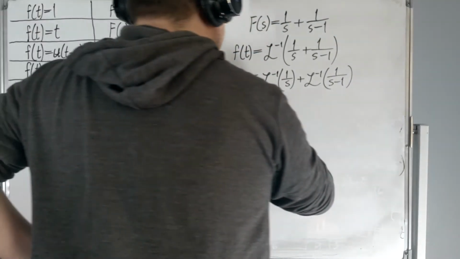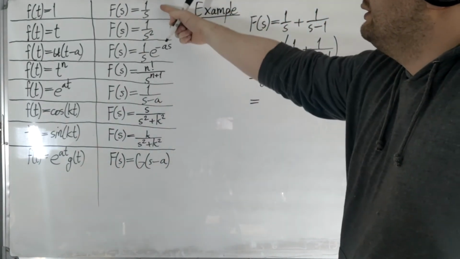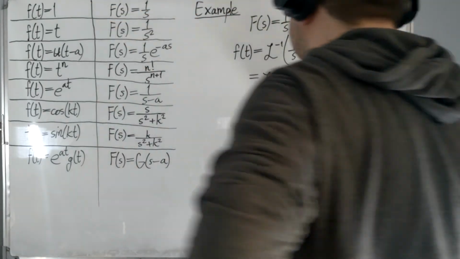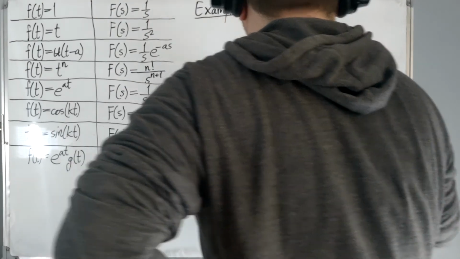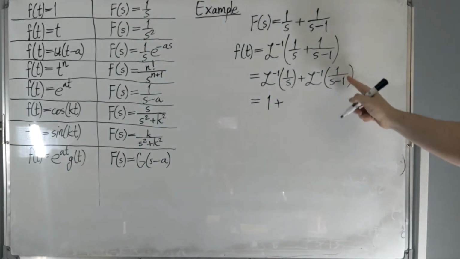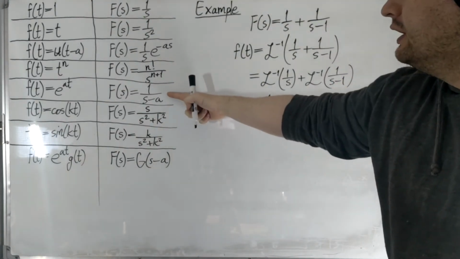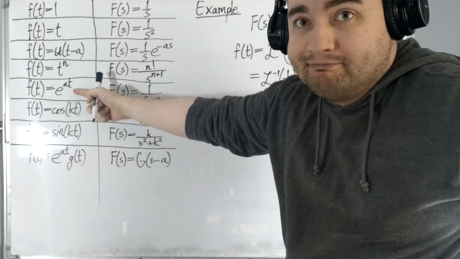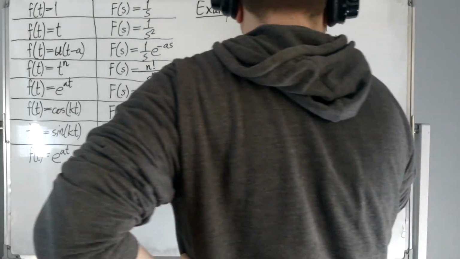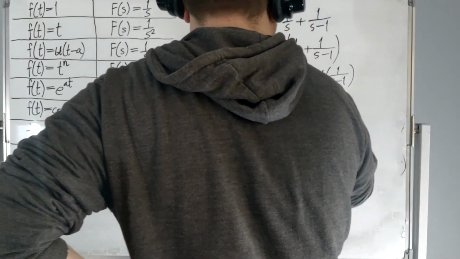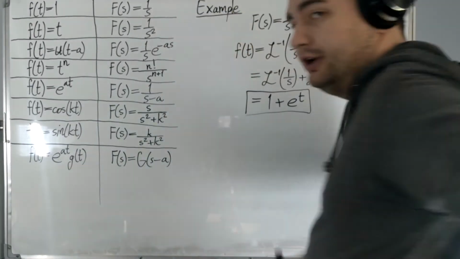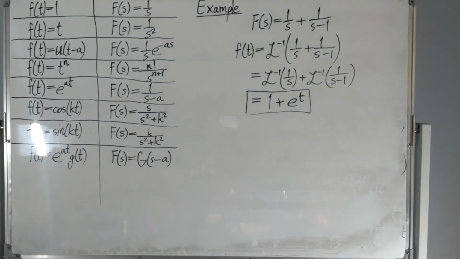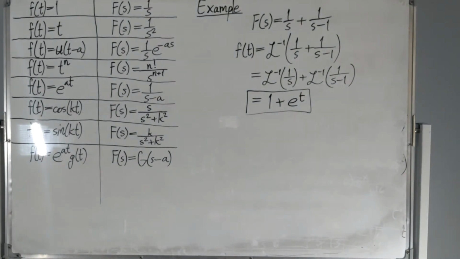And then we just look at our table. 1 over s, the inverse Laplace transform is 1. And then 1 over s minus 1, the inverse Laplace transform is going to be e to the 1t. And there you have it, folks. The inverse Laplace transform.